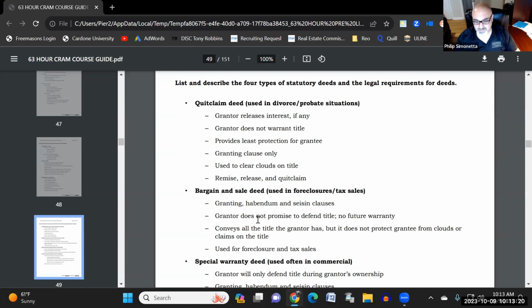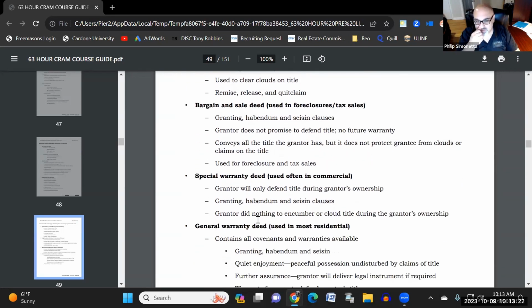That's the process. Then you have the bargain and sale deed. This is used in foreclosures and tax sales. So if you see bargain and sale, you think foreclosure, tax sale, or you're getting a bargain. There's a granting clause, a habendum clause, and a seisin clause. The grantor does not promise to defend title, and there's no future warranty. It conveys all the title that the grantor has, but it does not protect the grantee from clouds or claims on the title. So what that means is there's no title search done.